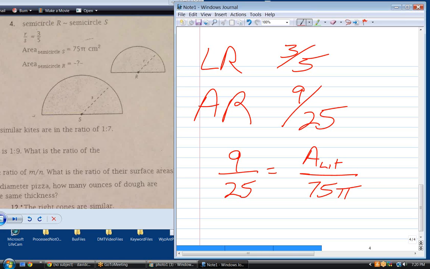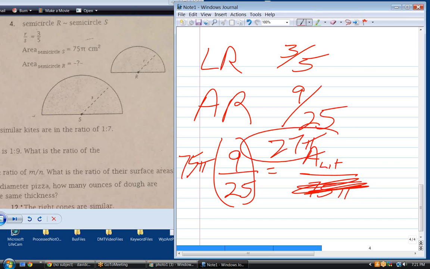So you just cross multiply? Well, you don't even cross multiply. You just multiply both sides by 75 pi. And that's how we ended up by just multiplying 9/25 times 75 pi. The answer actually was, sorry, I gave it to you wrong. It's 27 pi.